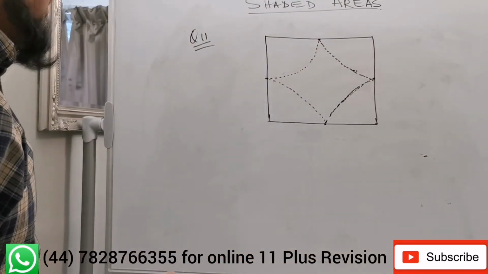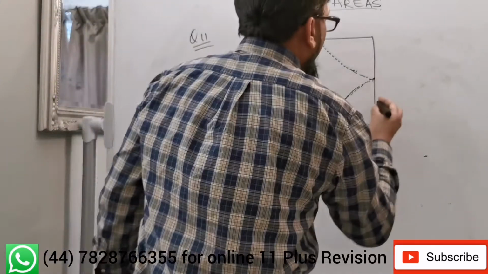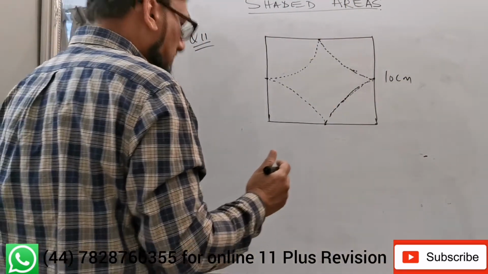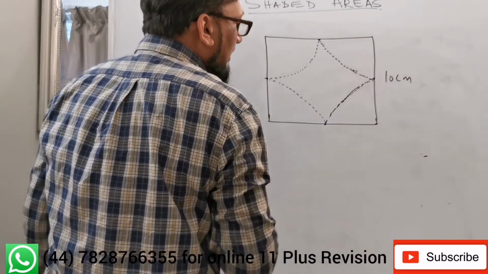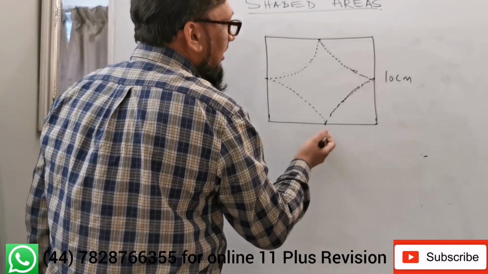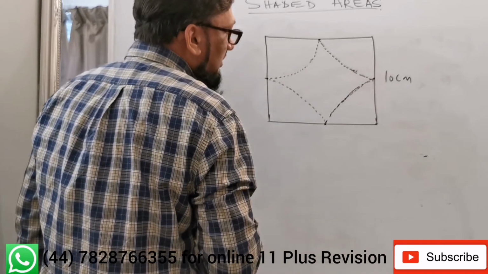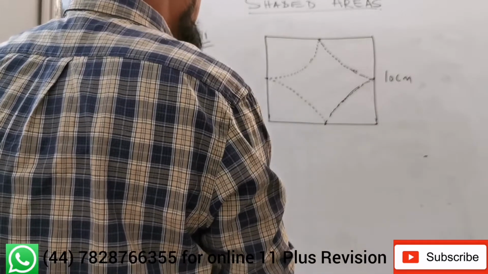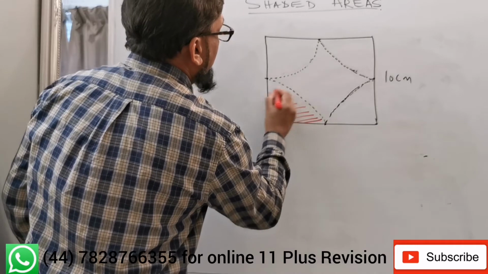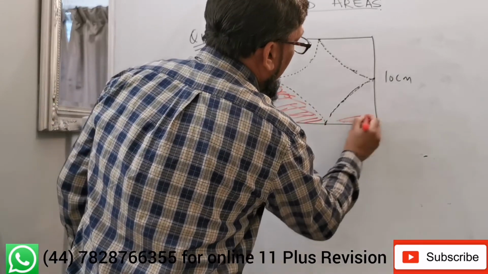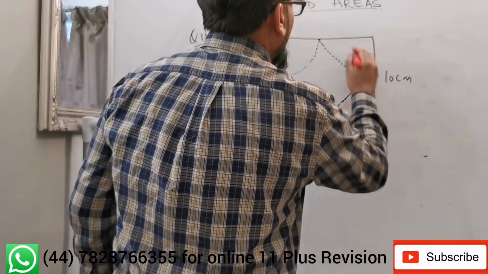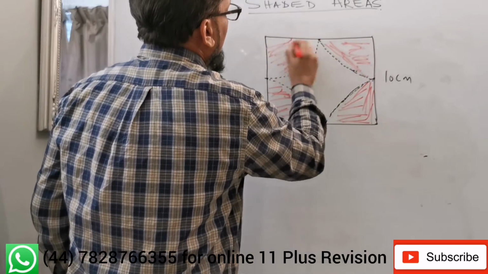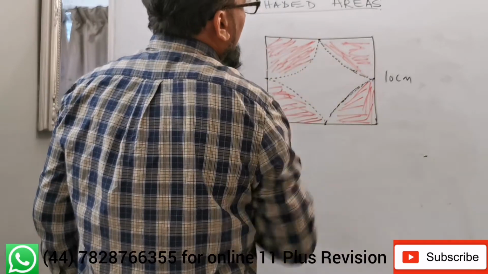this is a semicircle, and the value for this one is 10 centimeter. They are giving you the value for this one, which is also a square, meaning all sides are equal, so it is 10 centimeter. We need to work out the shaded area for this portion, and the shaded area for this portion. So how can we work out this one?